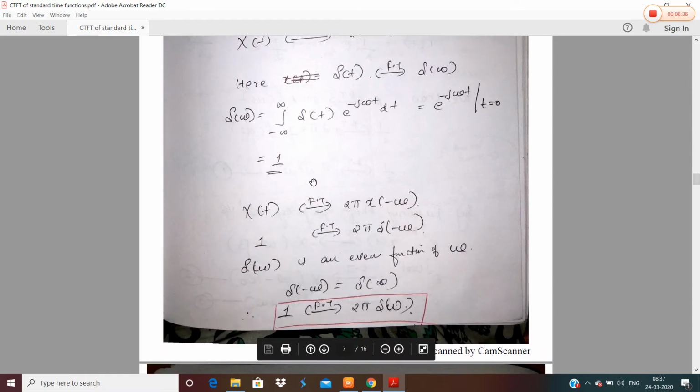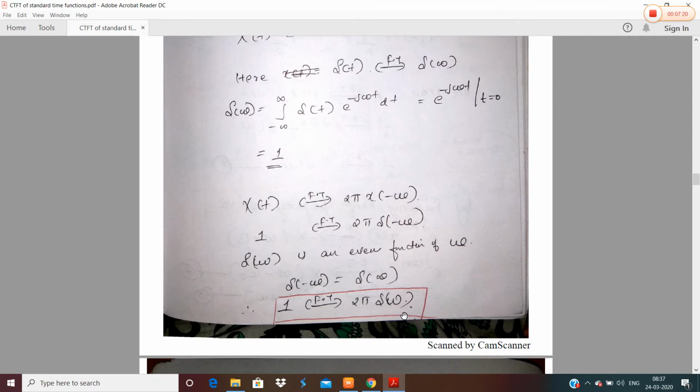Hence capital X of t Fourier transform will give you 2 pi into x of minus omega. We know x of t is equal to 1. Fourier transform will give you 2 pi into delta of minus omega. Delta function is an even function of omega, hence delta of minus omega is delta of omega. Even function, we know what is an even function: x of minus t will be equal to x of t. So delta of minus omega is equal to delta of omega. On substituting that, we will get the Fourier transform of 1 is nothing but 2 pi into delta of omega. That is how you find the Fourier transform of constant 1.